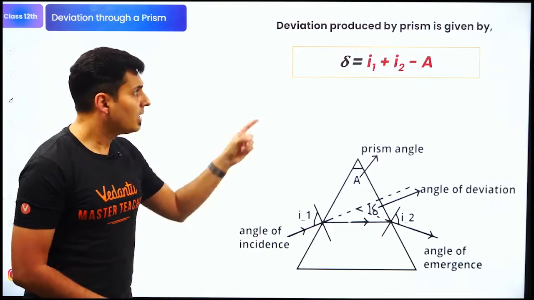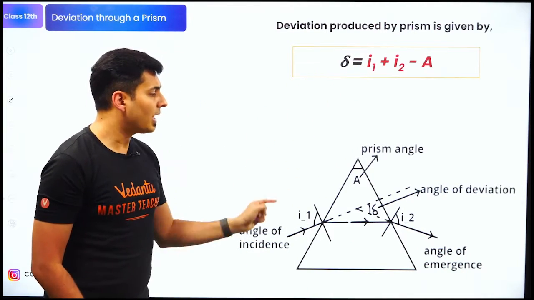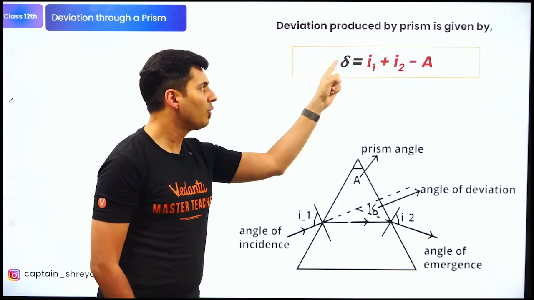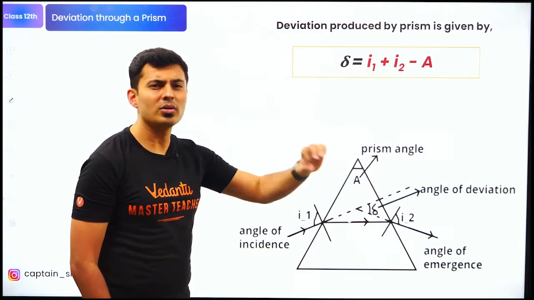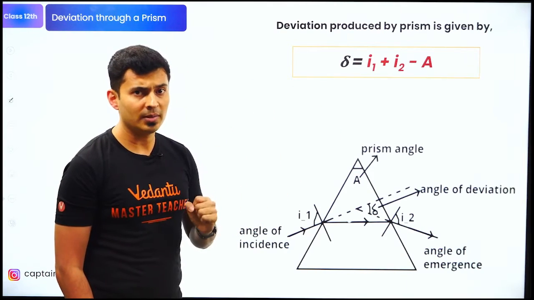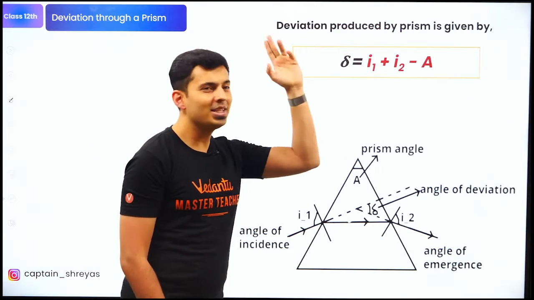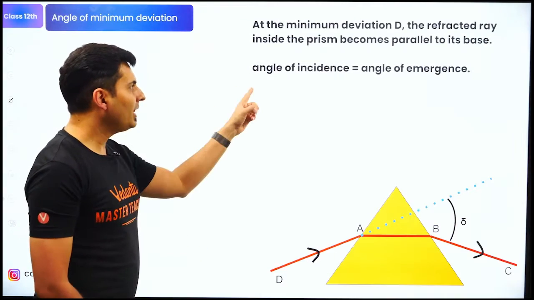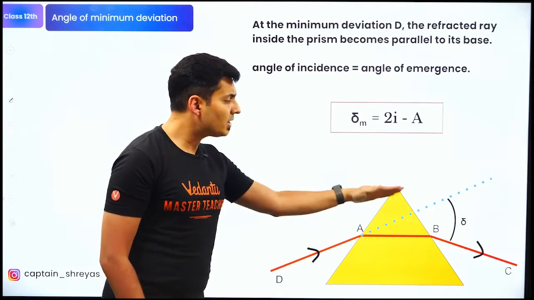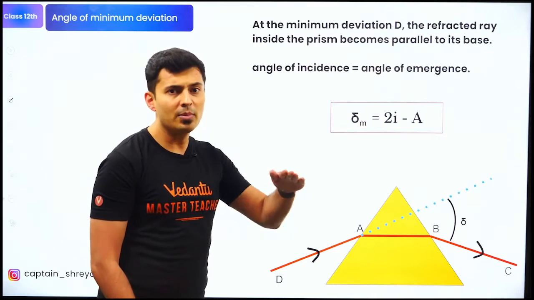Now, as you can see, if I change this angle of incidence, the angle of deviation will also change. But there is a special angle of incidence for which the deviation produced is the least, and that is the case of minimum deviation of a prism, and that happens when both these angles are equal. So when the angle of incidence is equal to the angle of emergence, you will notice that the deviation produced is the least, very minimum deviation.